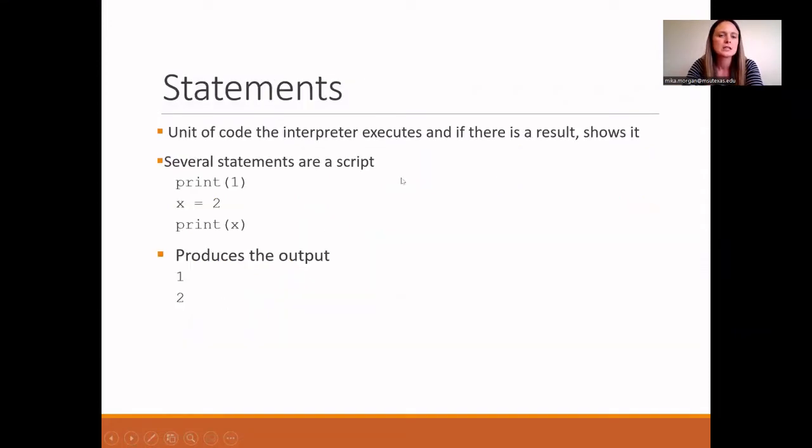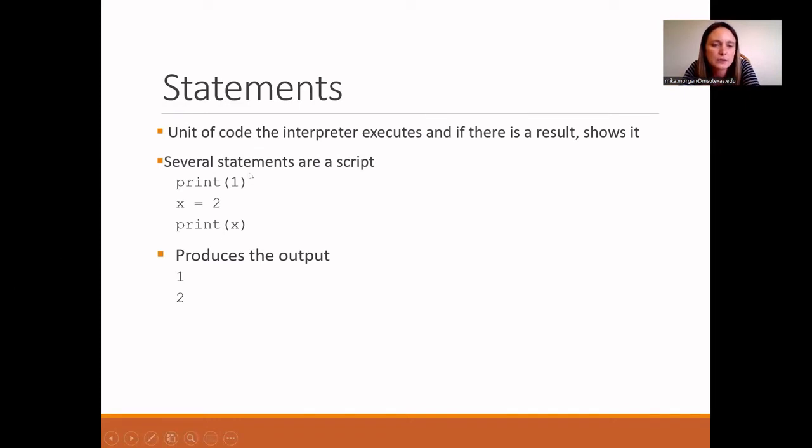Perfect. So here we have just some statements. Remember that Python is interpreted, so it's going to execute one line at a time. It's going to send an instruction and execute it right away. It'll translate it and run it right then, come back and get the next instruction. Okay.